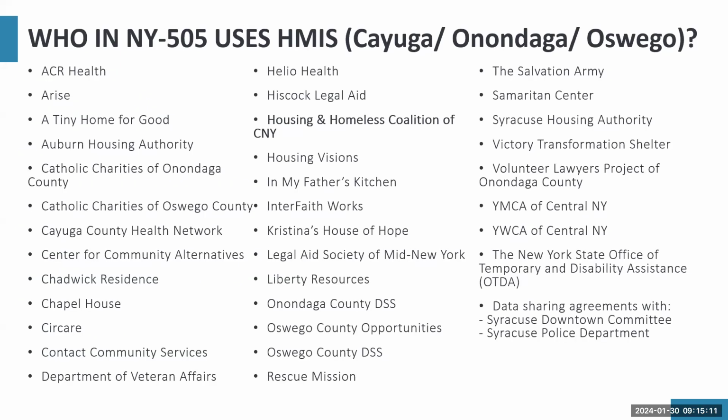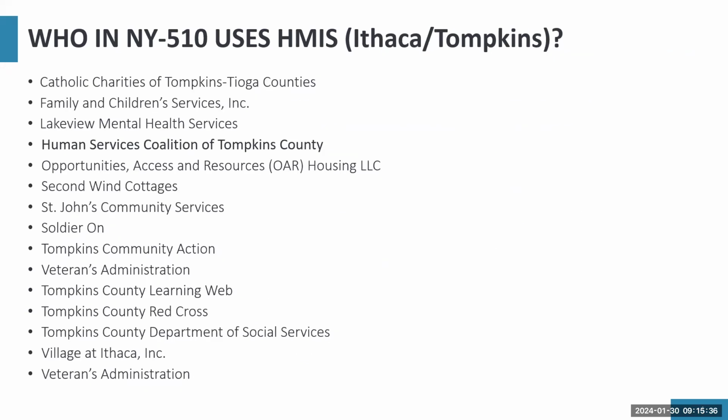So this is a list of HMIS organizations and agencies that are located within our HMIS. We have a 2 continuum of care HMIS implementation. So there's 2 COCs that operate within the HMIS. The first one is New York 505, which includes all agencies and organizations in Cayuga, Onondaga, and Oswego counties. The second COC is New York 510, which includes all agencies and organizations located in Ithaca, Tompkins County.